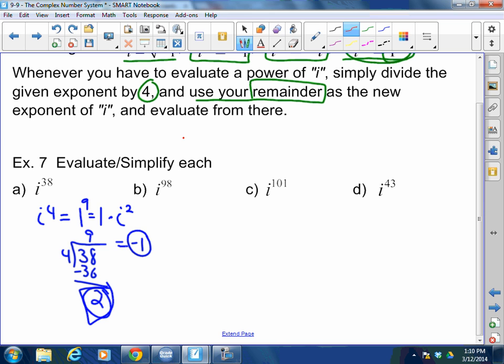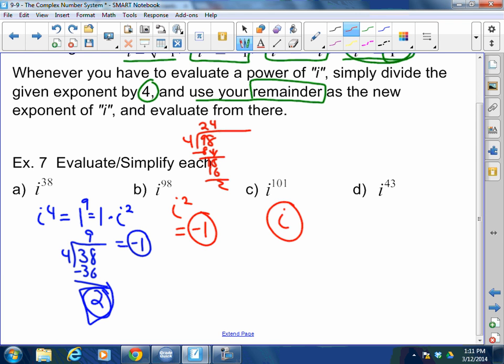How many times does 4 go into 98? 24 times. What's left over? i squared, so that's negative 1. How many times does 4 go into 101 evenly? 25 times. What's left over? 1 i. Done.